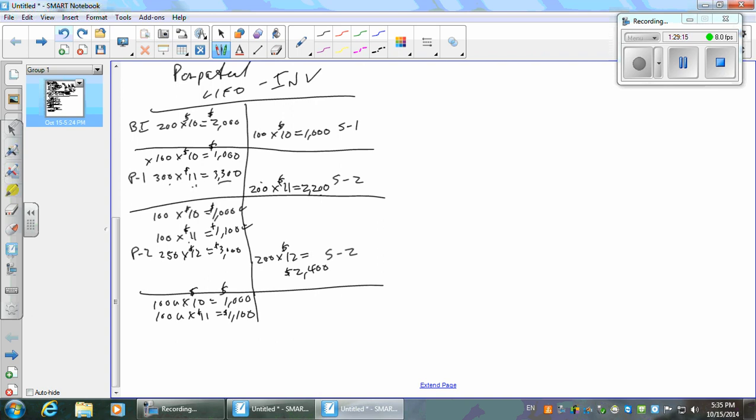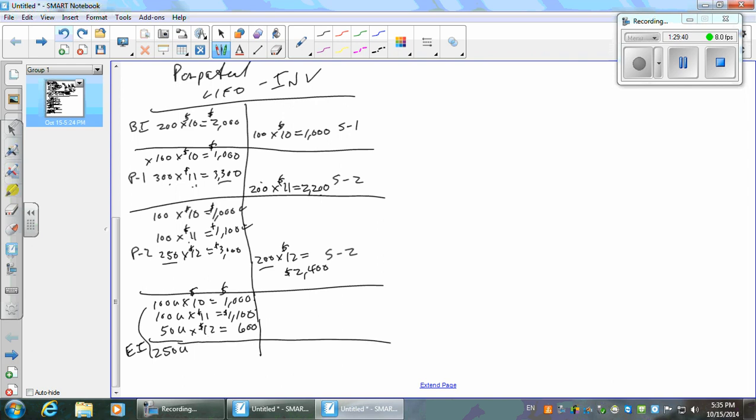And how many do I have left out of that 250 I bought? I sold 200 of them. How many do I have left? 50 units. That's my ending inventory there. How much did they cost? $12. How much is 12 times 50 units? $600.